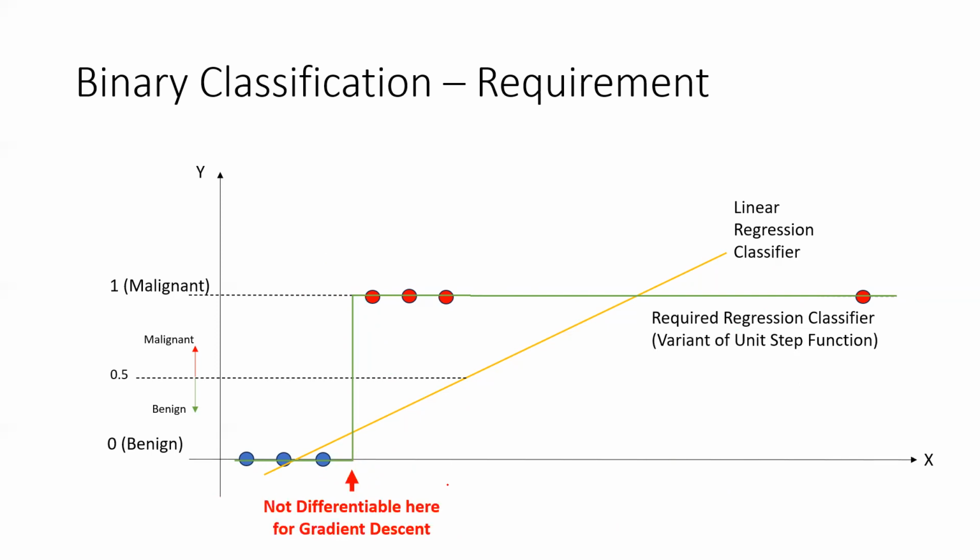Now the problem is, because of this sudden change at this point, this green function, the unit step function, is not differentiable. So what does that mean? This green line is represented by a function, and a function means it's a relationship. That is mathematical theory. A function is differentiable means you can find the slope of the function.